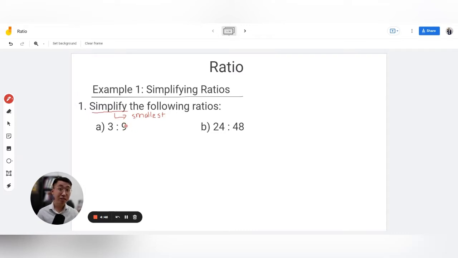Both of the numbers can be divided by 3, so teacher is going to do that. 3 divided by 3, I will get 1. And 9, I can see that we can divide by 3, we'll get 3. So that is the final answer, 1 ratio to 3.